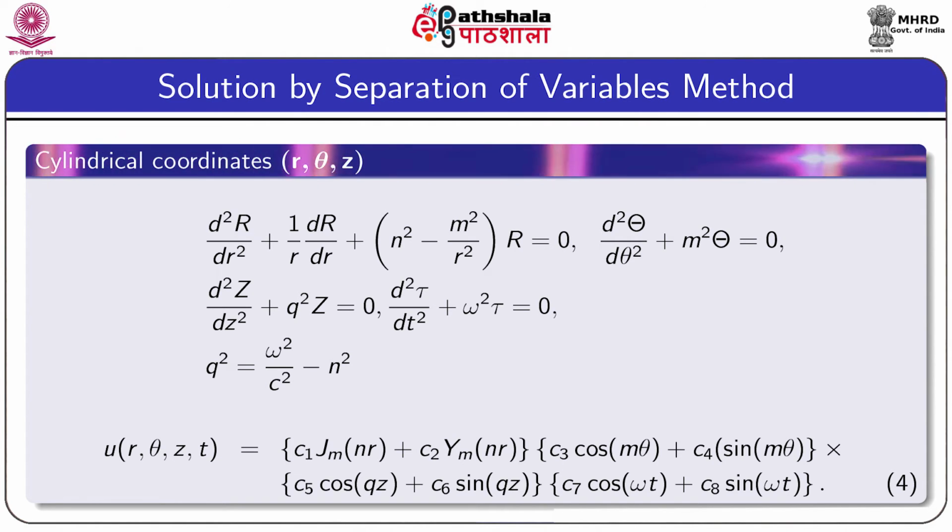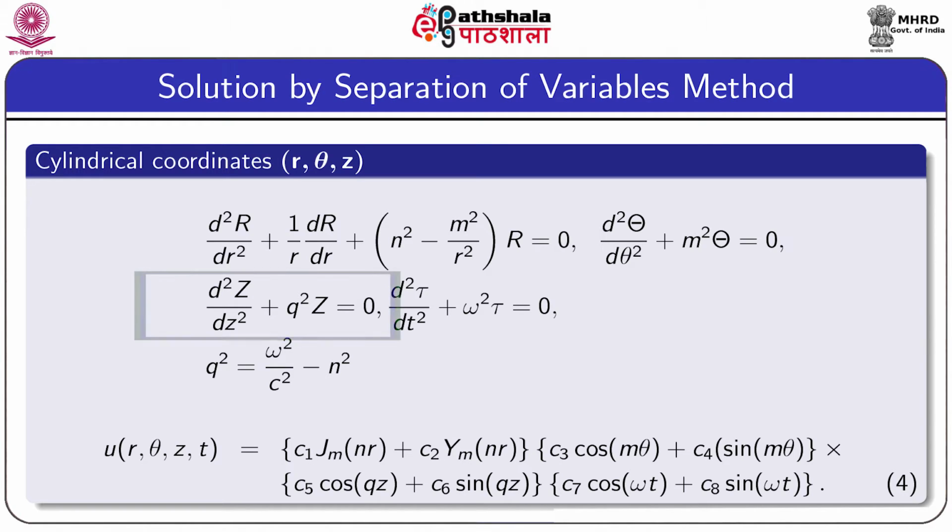So, if you observe the Tau equation, it is very easy to find the solution of this equation. Its solution is a linear combination of sine function and cosine function. So, this is periodic with period 2 pi by omega. So, the solution for Tau is Tau equals some constant C7 cos omega t plus C8 sin omega t.